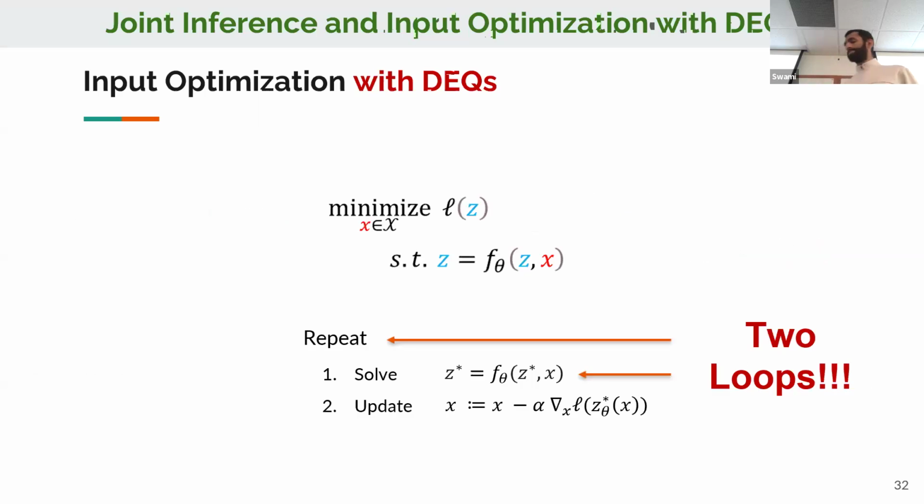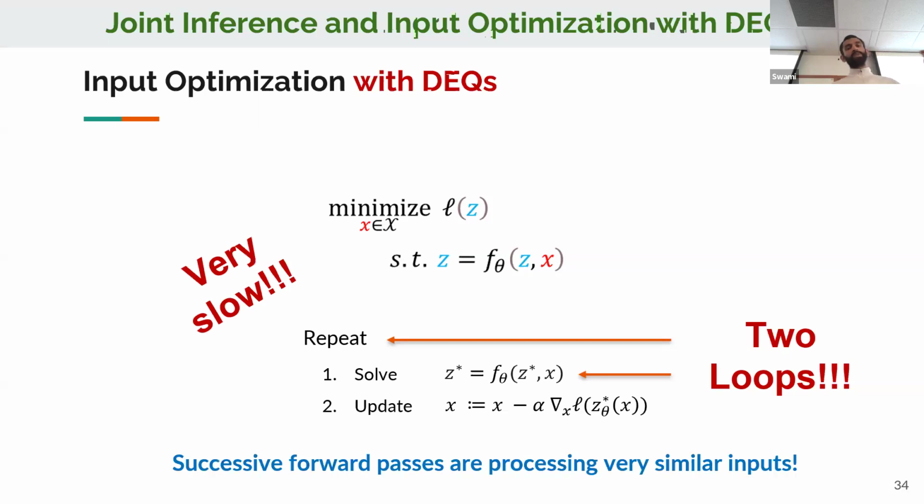As you might imagine, this involves two fixed point iterations, one on the network outputs themselves, and the second on the gradient descent steps as you try to perform your updates on X. And this, of course, would be extremely slow because you're essentially having to solve two looped fixed point iterations for each example.